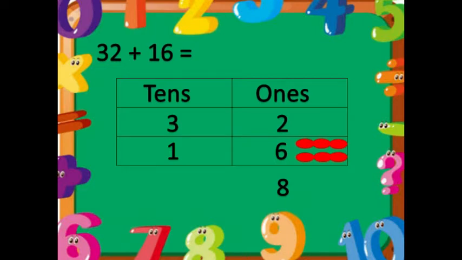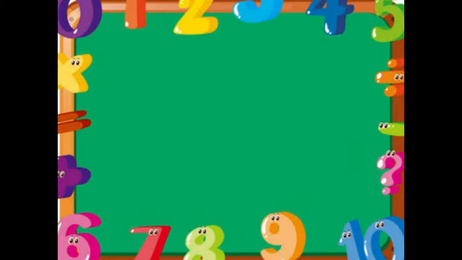Next one, if we are done in ones, so let's proceed to the tens, which is the 3 and 1. So 3 plus 1 is equal to 4. So it means 32 plus 16 is equal to 48.